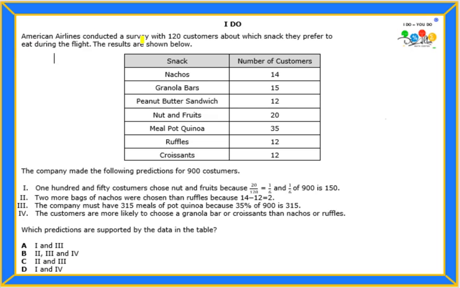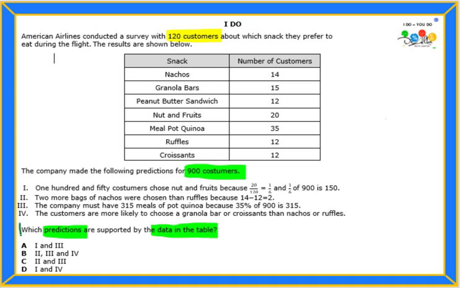American Airlines conducted a survey with 120 customers about which snacks they preferred to eat during the flight. The results are shown below. The company made the following predictions for 900 customers. Which predictions are supported by the data in the table?